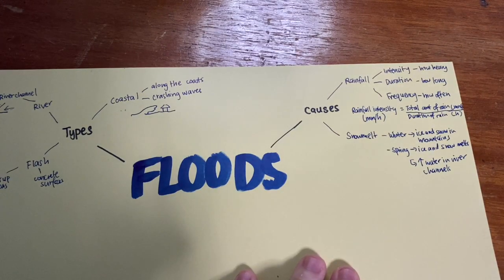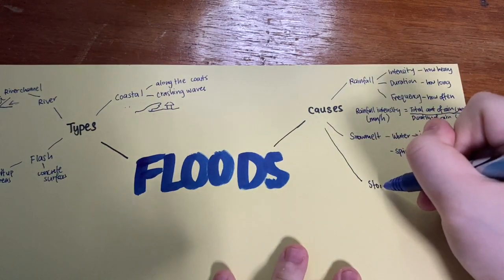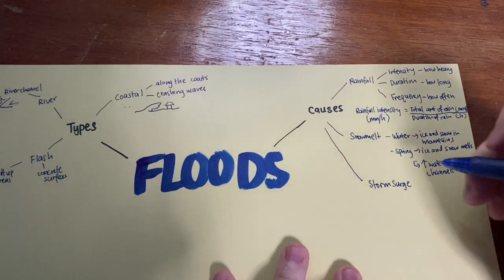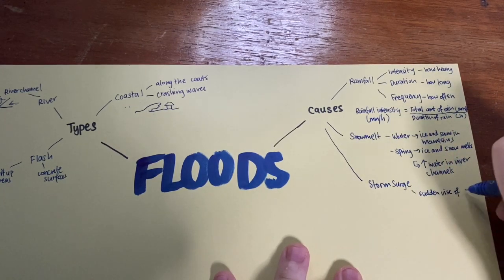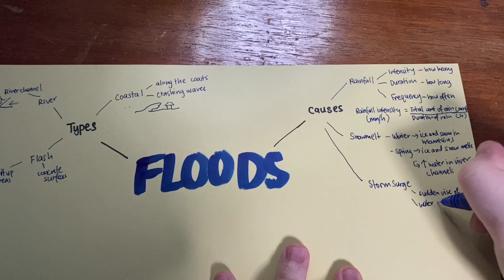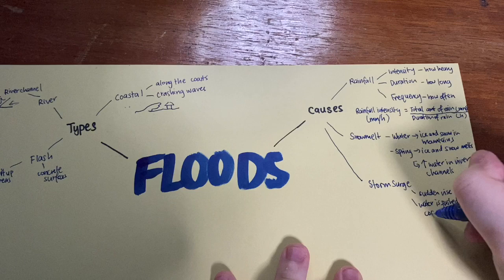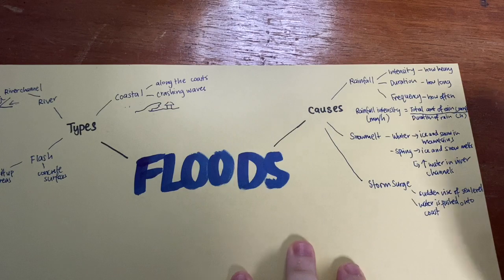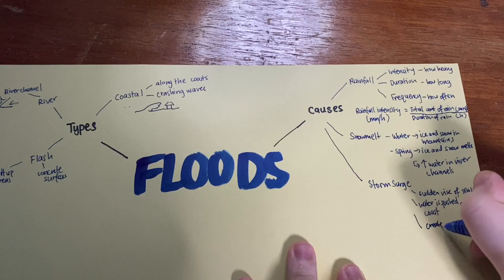Next one, we have storm surge. A storm surge is a sudden rise of sea level because water is pushed onto the coast, not from heavy rainfall, from storms. Therefore it creates huge waves.